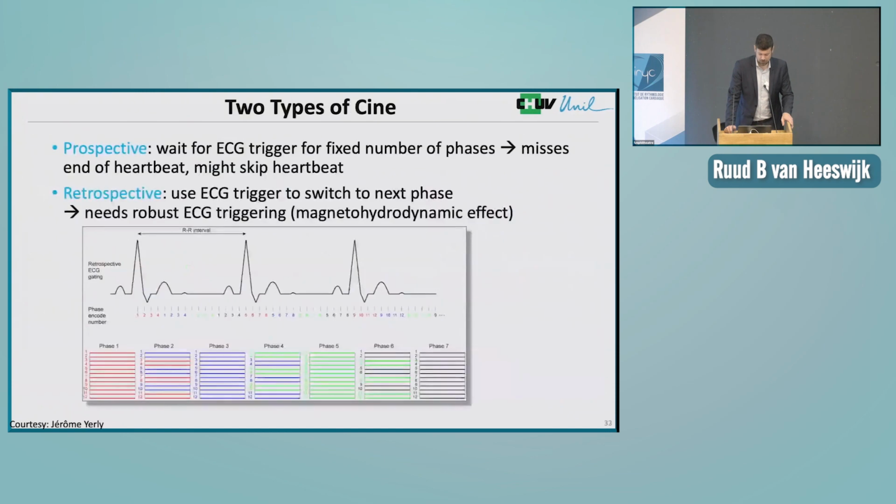There are two main ways to do cine imaging: prospective, so you wait for an ECG for a fixed number of phases, and this way you will probably miss the end of the heartbeat, or you might skip a heartbeat because you fixed the length of the acquisition, and a patient's heartbeat length always varies. Or you can do it retrospectively, so you just use whenever a new ECG trigger comes in to switch to the next heartbeat. However, this needs quite robust ECG triggering, essentially.